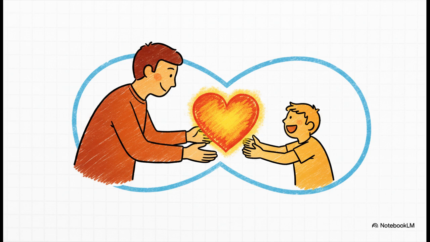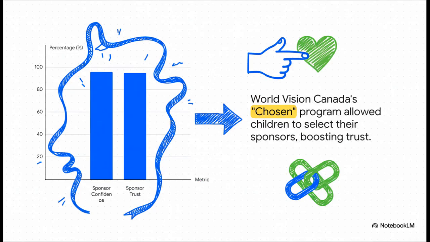You build that emotional bridge. And this isn't just some feel-good theory. The numbers absolutely back this up. Take World Vision Canada's Chosen program. They did something amazing. They let the kids pick their sponsors. And the results? Whoa. 96% of sponsors felt confident their money was making a difference, and 95% trusted the program. It's just undeniable proof that focusing on connection directly skyrockets trust.